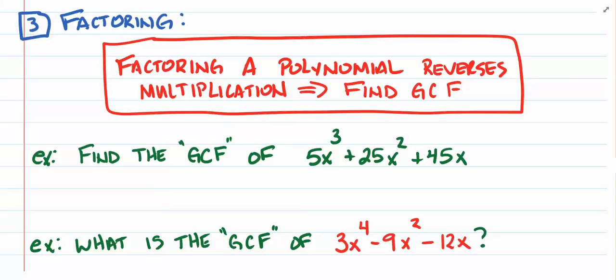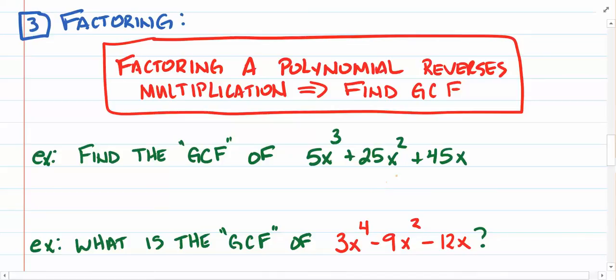Okay, box number 3 is all about factoring. I really want to make sure that we understand that when we say the word factoring, we are talking about reversing the multiplication process. So I'll say it again for you. Factoring a polynomial reverses the multiplication process. And the way that we do it is by finding the GCF, or the greatest common factor.